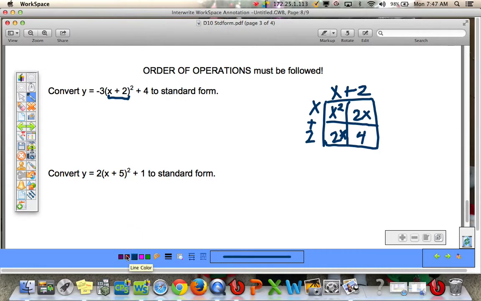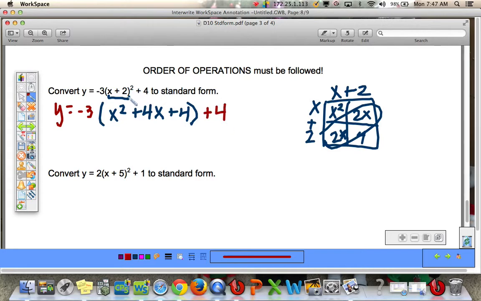So let's rewrite that. We have y equals, we have the negative 3, and then we have what was in our box, x squared, combine like terms, plus 4x, plus 4. And then on the outside, we still have the plus 4. So again, you have to multiply out x plus 2. You have to FOIL it or use a rectangle. You cannot distribute the square. The answer would not be x squared plus 4. We do have that 4x there.